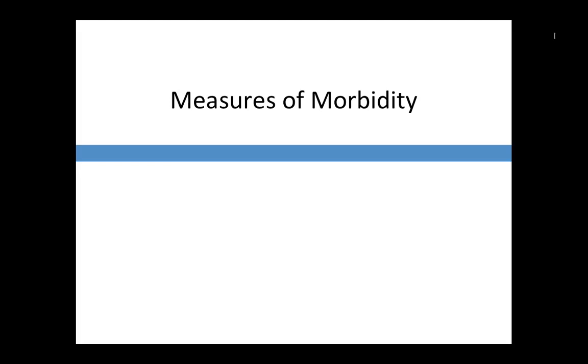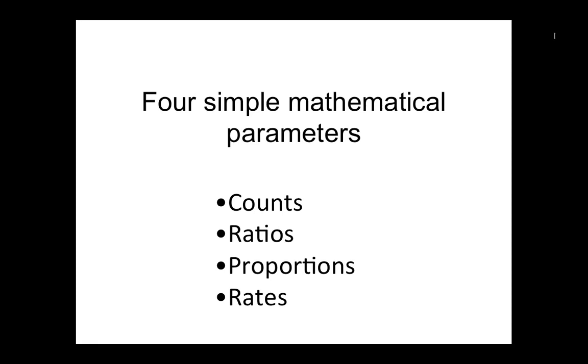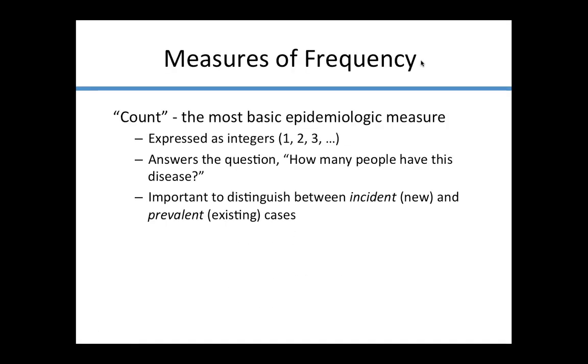So now some basic measures of morbidity. When we talk about mortality, you'll find that they're the same measures. There are four simple mathematical parameters: counts, ratios, proportions, and rates. So we will distinguish these. A count is the most basic epidemiologic measure. It's basically 1, 2, 3, you're counting. You're counting people. It answers the question, how many people have this disease?